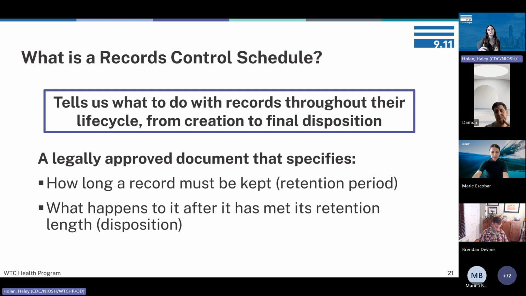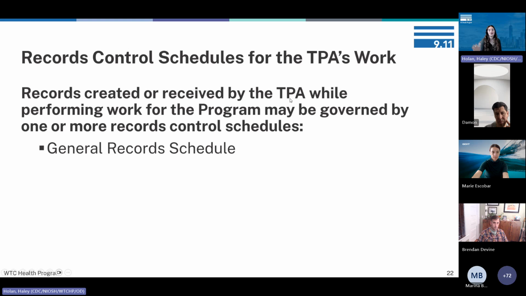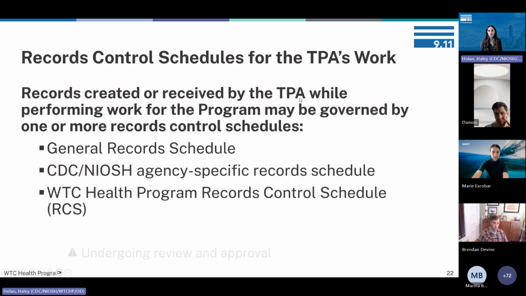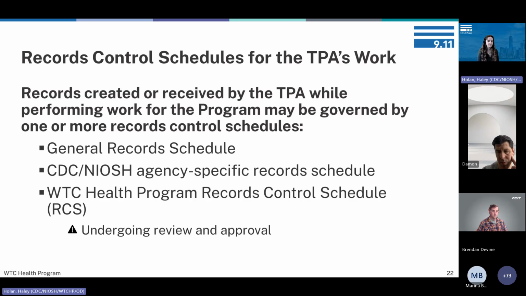So that's the disposition, whether it's a temporary record and needs to be destroyed, or if it's a permanent record and is retained in the National Archives. So the TPA is really unique, and we have several different records control schedules that may apply to the work that you all do. So those might include the General Records Schedule, the CDC NIOSH agency-specific record schedule, and also the World Trade Center Health Program records control schedule. I do want to note that the last records control schedule, our program's records control schedule, is undergoing approval and review. So we'll get into that on the next slide, but this is something to keep in mind.